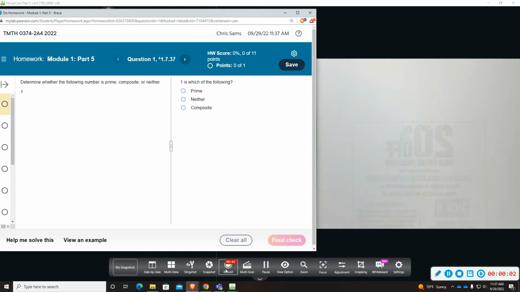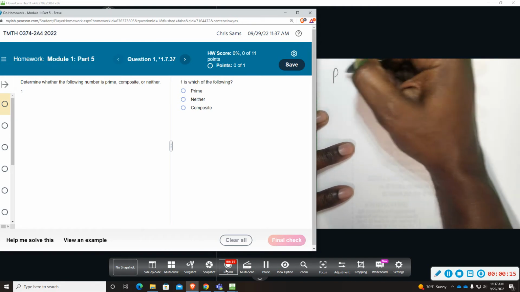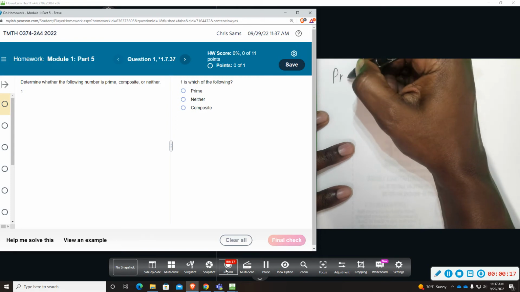All right, today we're looking at Module 1, Part 5. And most of this we're going to be dealing with prime and composite numbers. So a prime number is a number that's greater than 1. Okay, so I'm going to give you some notes.